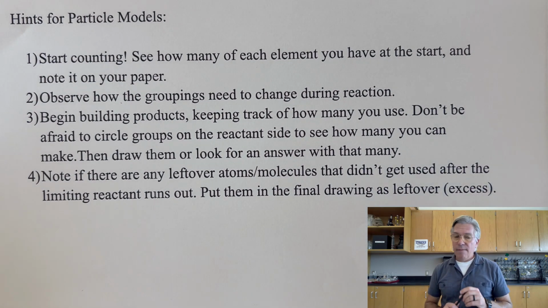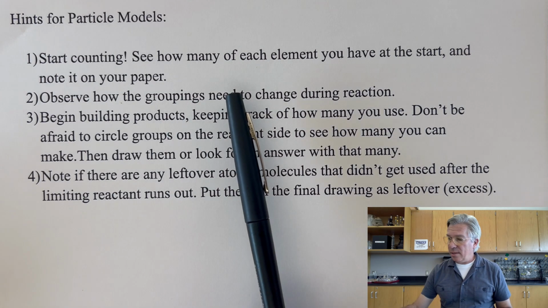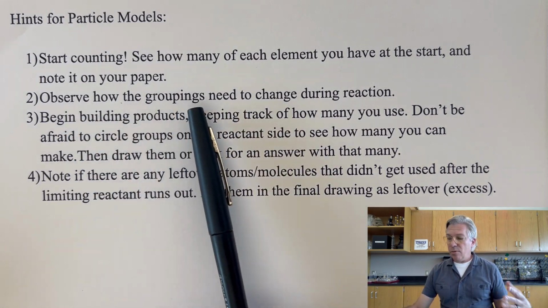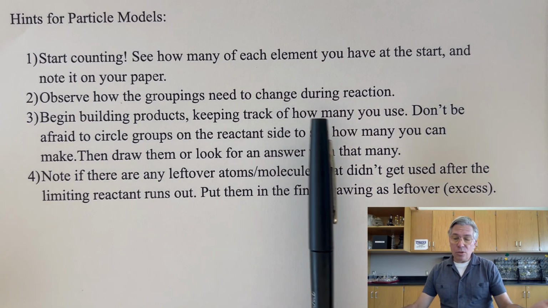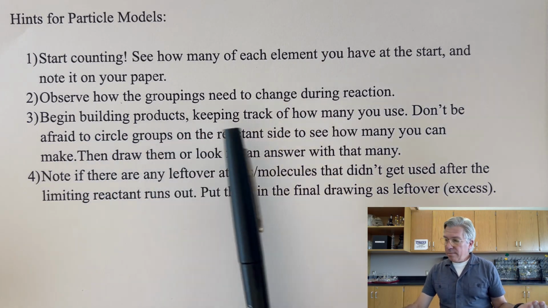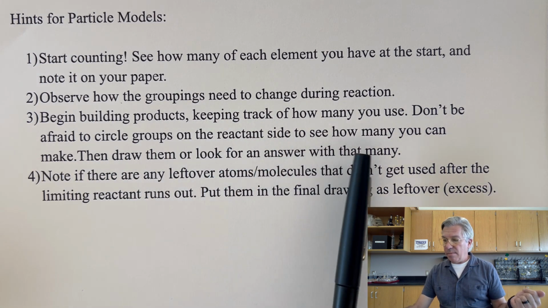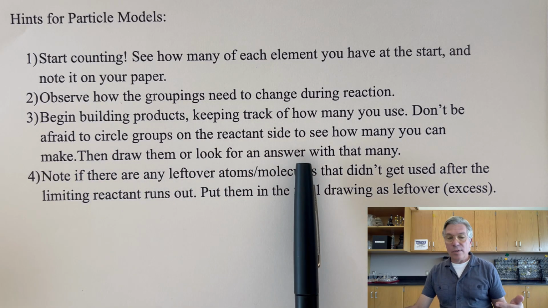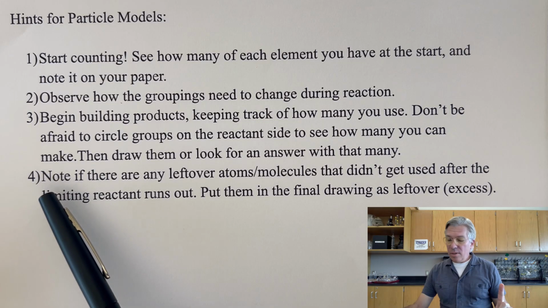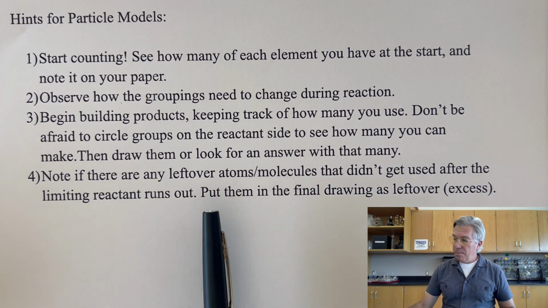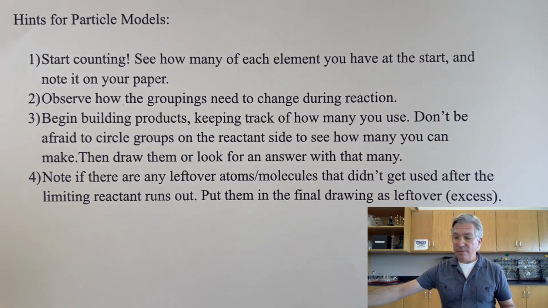So here's some hints. First, when you see one of these, start counting. See how many of each element you have at the start and note it on your paper. Just write it in the margin somewhere where you can keep track of it. Observe how the groupings need to change during the reaction. This is unique to each question. Begin building the products, keeping track of how many you use. Don't be afraid to circle groups on the reactant side to see how many you can make. Then draw them or look for an answer with that many. Also note if there are any leftover atoms and molecules that didn't get used after the limiting reactant ran out. Put them in the final drawing as leftover, or look for them in the final drawing as leftovers in excess.